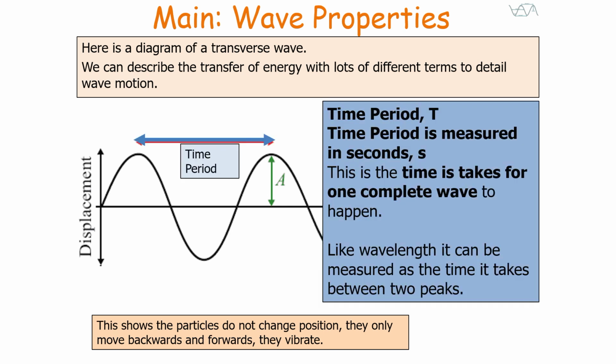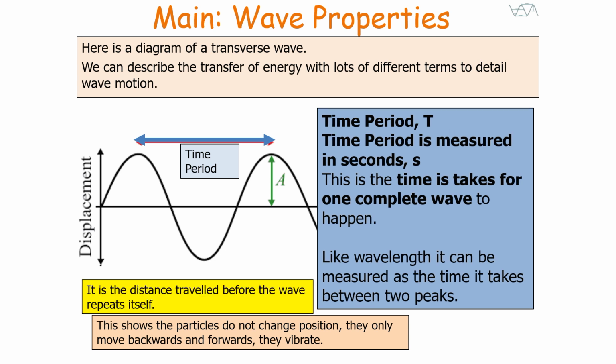Now, the time period is very similar to the wavelength. Time period is measured in seconds and is the time taken for one complete wave to happen. So like wavelength, it can be measured as the time it takes between two peaks. It's the distance on the actual diagram that the wave travels before it repeats itself.